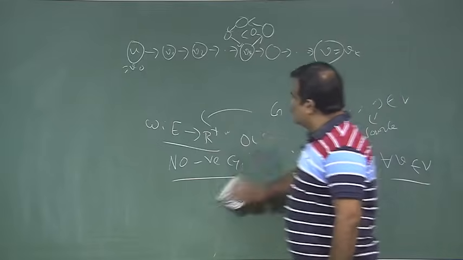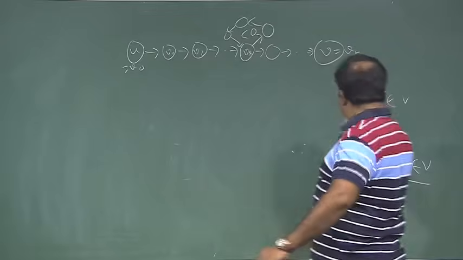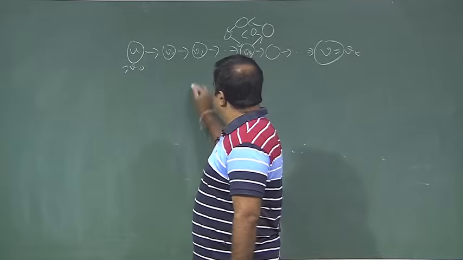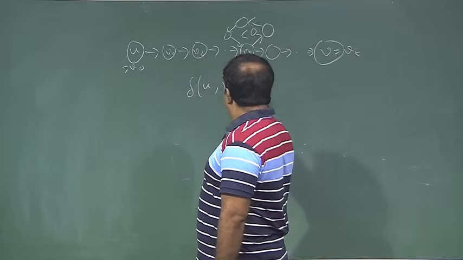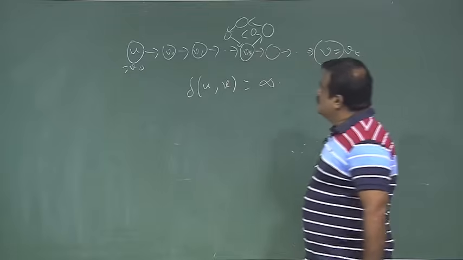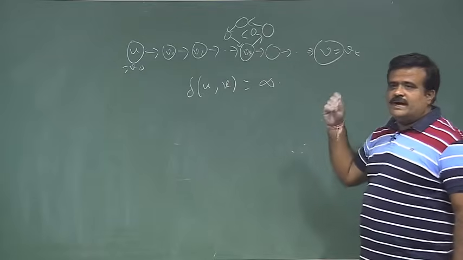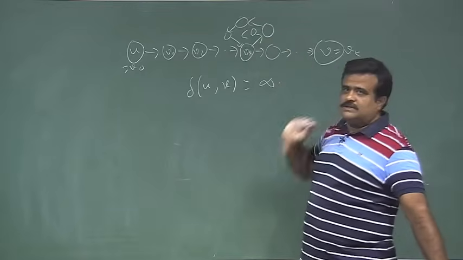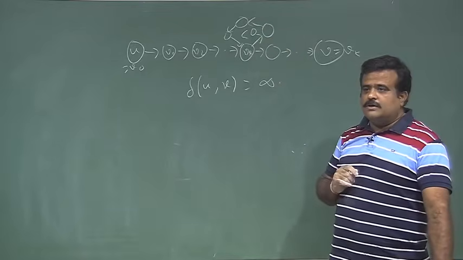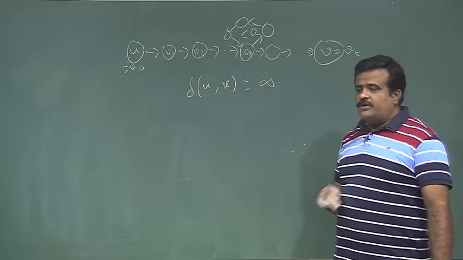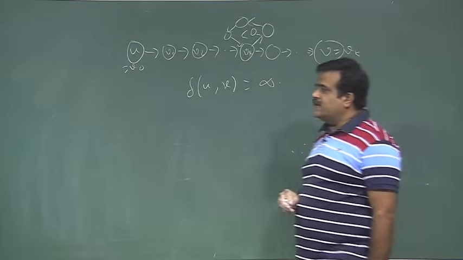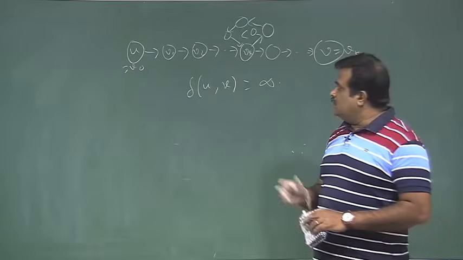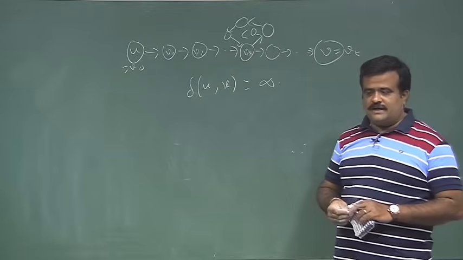If there is a negative cycle, then there will be no shortest path. So in that case delta of s comma v will be infinity, because we cannot claim that there is a shortest path. If we claim this is a shortest path, then we can have another loop in this cycle, so this will reduce further. This way we can keep on reducing further, so we cannot have a shortest path from u to v if there is a negative weight cycle.